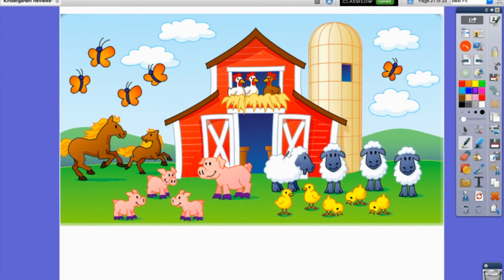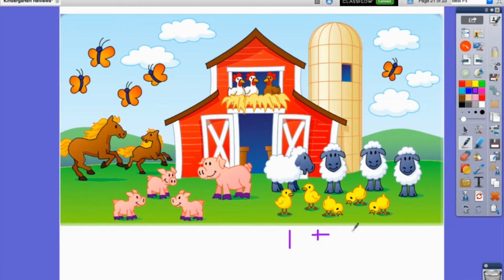Let's look at the sheep. I have 1 sheep that's looking and turned sideways, and I have 3 sheep that are looking straight on. So what would my number sentence be? What am I going to add together? Well, I'm going to add together the 1 sheep that's right here, plus how many more sheep?